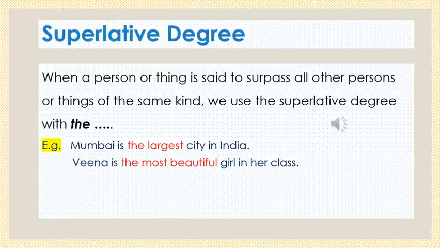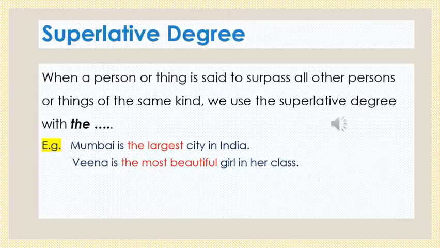The definition given on the screen, you can see: when a person or thing is said to surpass all other persons or things of the same kind, we use the superlative degree with "the". Surpass means better than, or better than we expect. Okay, that is what surpass means, the supreme one. Example is also given there. Before that, we have to see what it means.